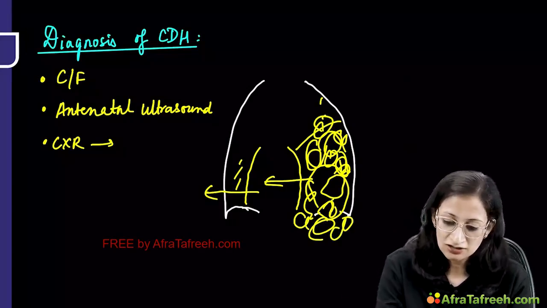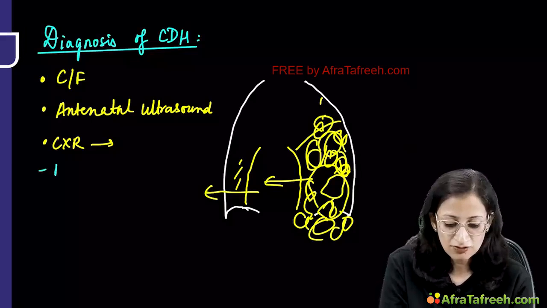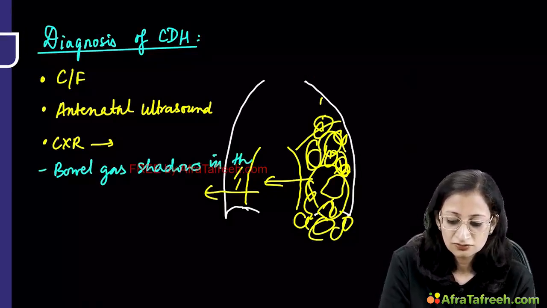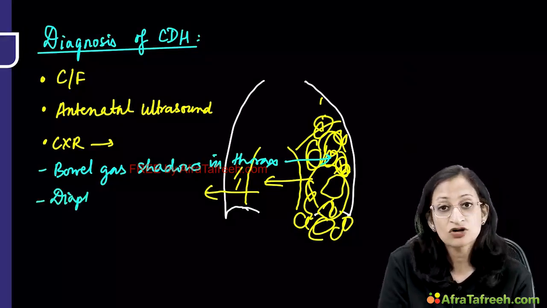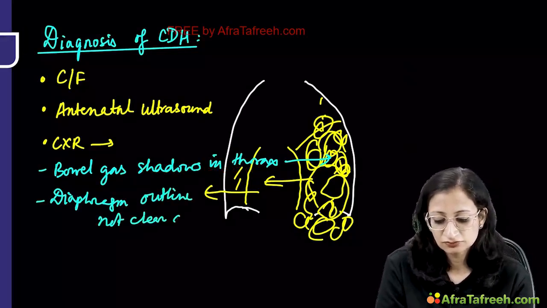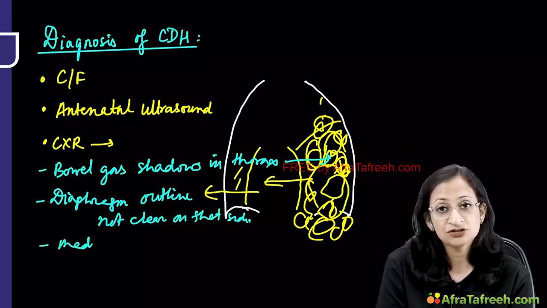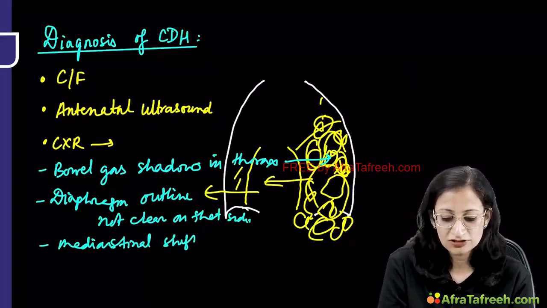So the border of diaphragm you can see is not very clear, right? So on chest X-ray, the diaphragmatic border is not clear, with bowel gas shadows in thorax. Like you see here, the diaphragm outline is not clear on that side, where the bowel gas shadows are there, and there is mediastinal shift and evidence of pulmonary hypoplasia.